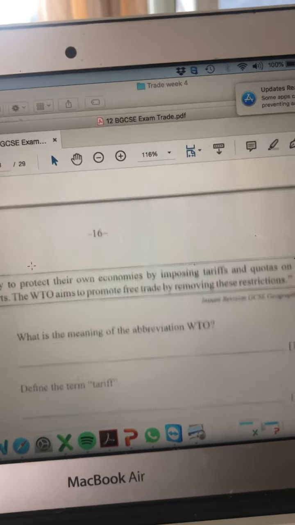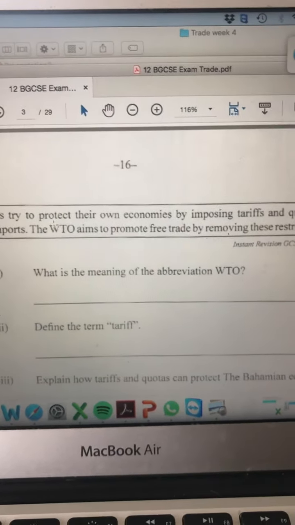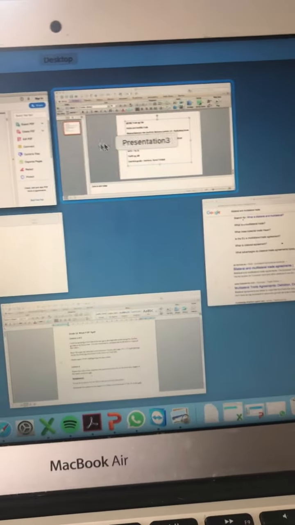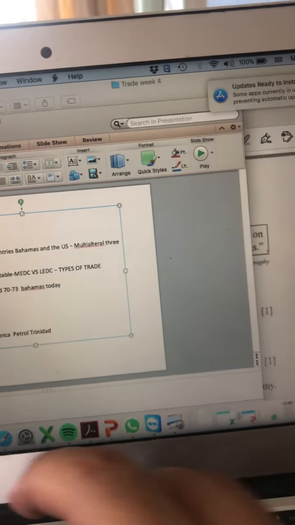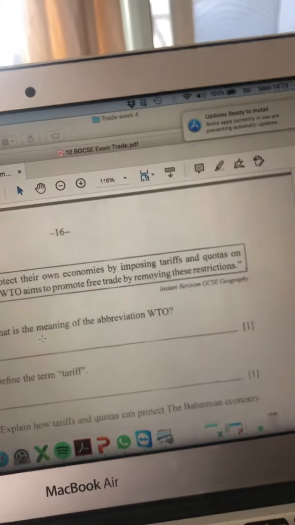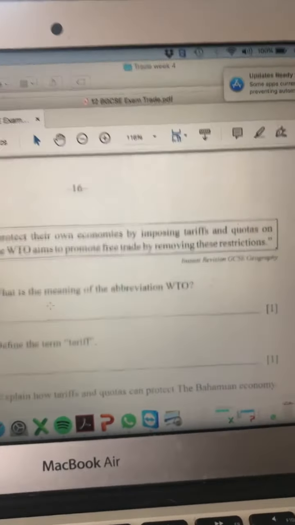Link it to that. Then we go to the WTO, which maybe you know what that stands for, but if you don't, you can go to page 73 and it all describes everything about the World Trade Organization. I've just given you the answer.